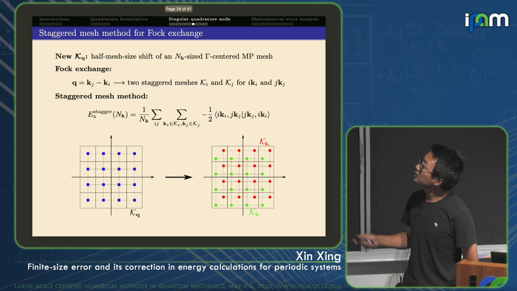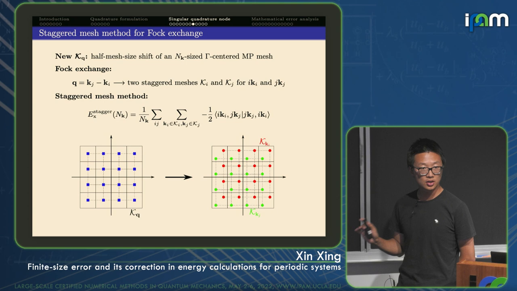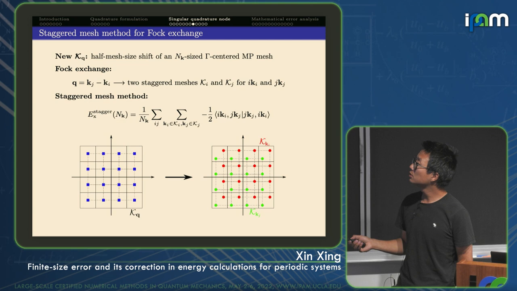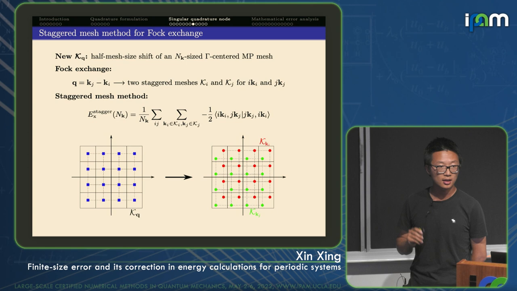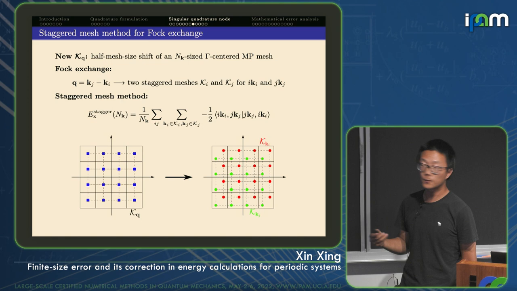And here, let's take a look at the exchange. The momentum transfer vector q in exchange energy calculation is defined as kj minus ki. So sampling q on this new mesh that does not contain q equals 0 exactly corresponds to sampling kj and ki on two different and staggered uniform meshes, see this red one and this green one, that are separated by half mesh size shift. So in this way, we get the, yeah, question.